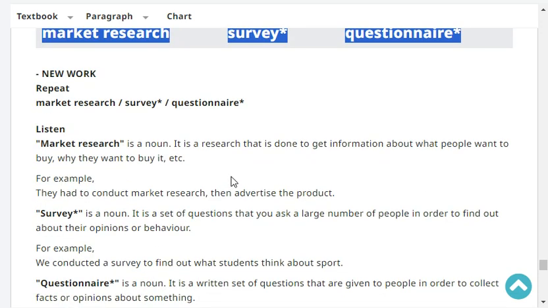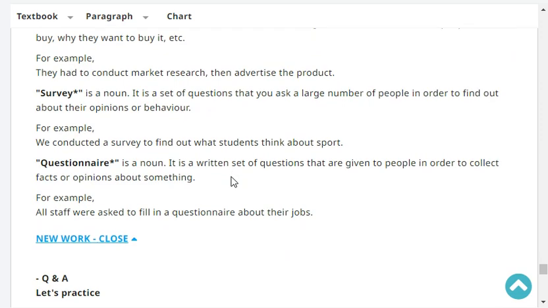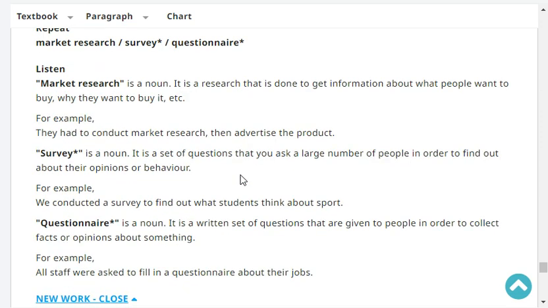Okay, market research is a noun. It is research that is done to get information about what people want to buy, etc., and why they want to buy it. For example, they had to conduct market research, then advertise the product.